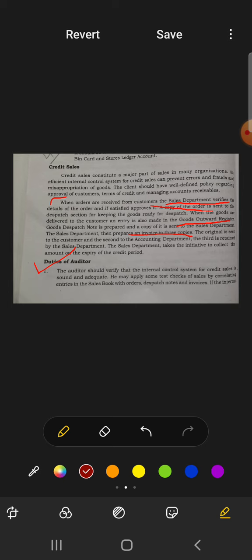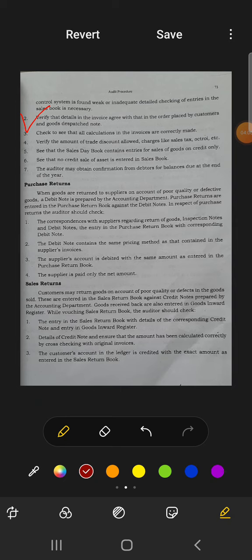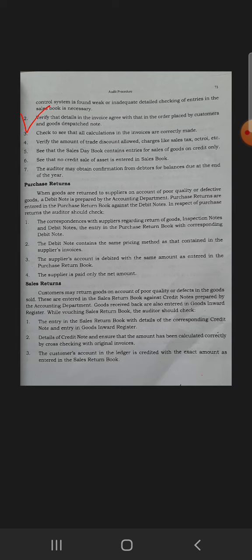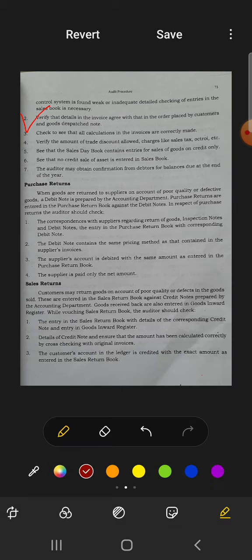The second point is to verify the details of the invoice. We are preparing three copies of the invoice: the original sent to the customer, the second to the accounting department, and the third retained by the sales department. So the next duty of the auditor is to verify that the details in the invoice agree with the order placed by the customer.